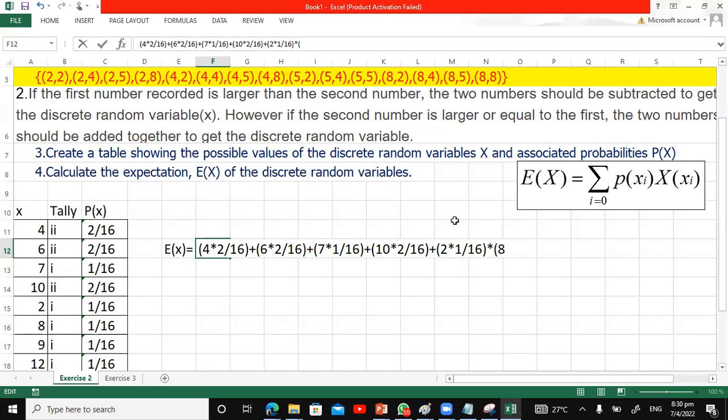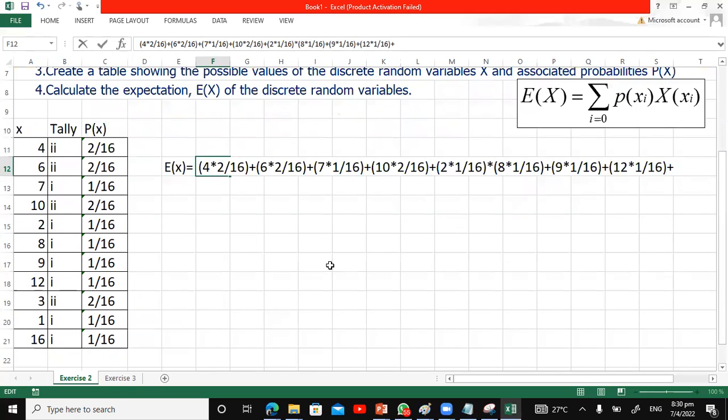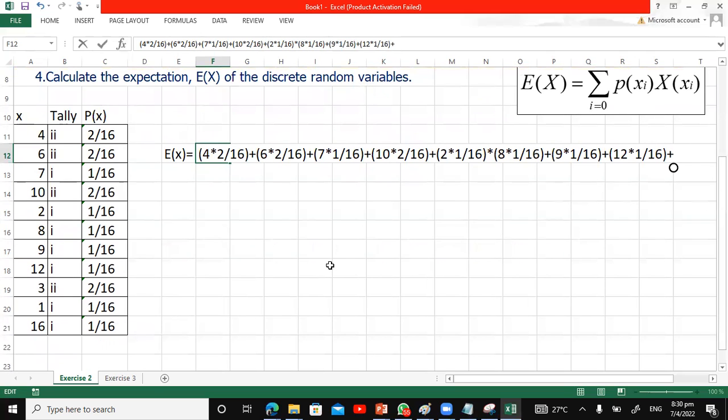Plus 8 times 1 over 16. Plus 9 times 1 over 16. Plus 12 times 1 over 16, plus 3 times a 3, it's 2 over 16 times 2 over 16.